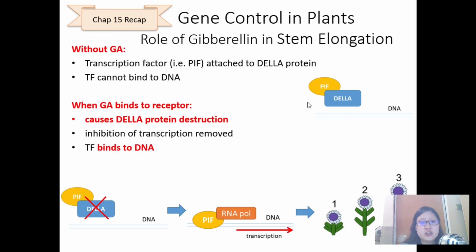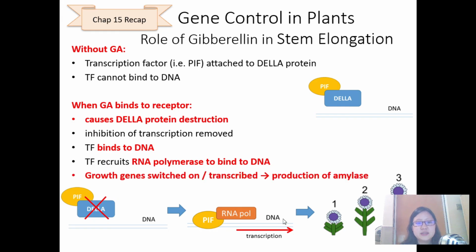Therefore, PIF, the transcription factor here, binds to DNA because nothing is inhibiting it anymore. It can bind, and therefore transcription can occur here because it recruits RNA polymerase. And due to this switching on of genes, this results in growth genes. It results in the production of amylase, and this plays a role in the growth of plants as well as the germination of seeds. So again, this is a very brief recap of what we've already learned. Please go there for more information if you don't remember already.